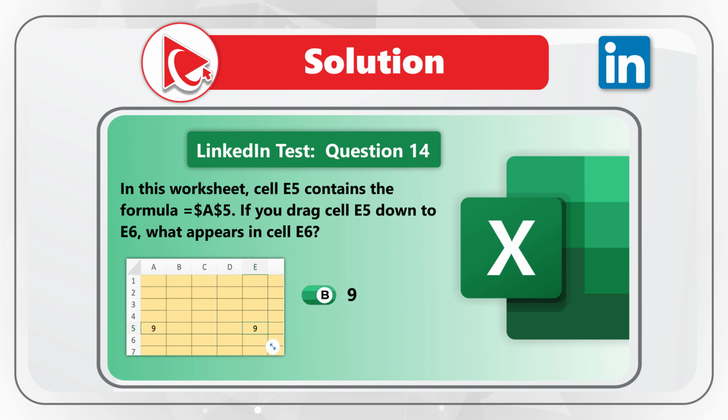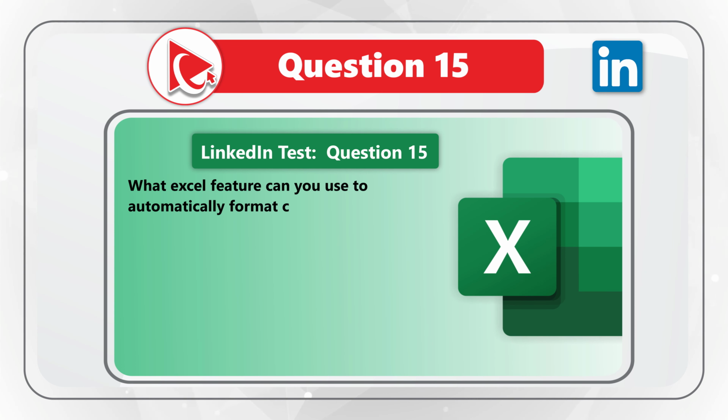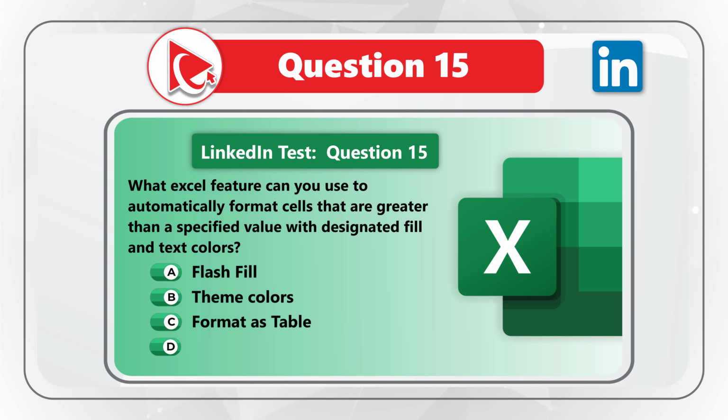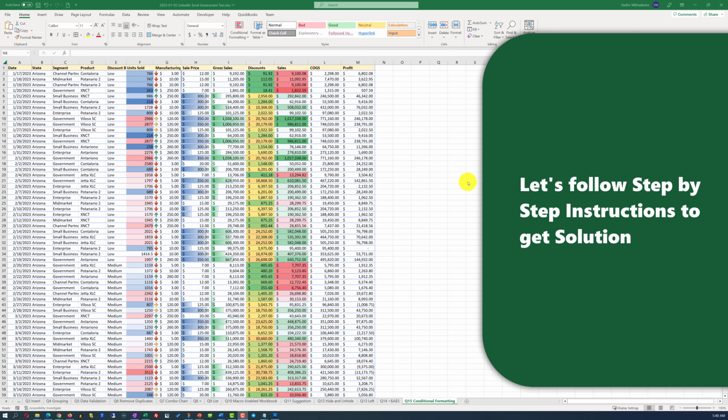And finally, here's the last question on the test. What Excel feature can you use to automatically format cells that are greater than a specific value with designated fill and text colors? And you have 4 different choices: flash fill, theme colors, format as table, and last but not least, conditional formatting. Do you think you know the answer? As you might have guessed, the answer is conditional formatting.